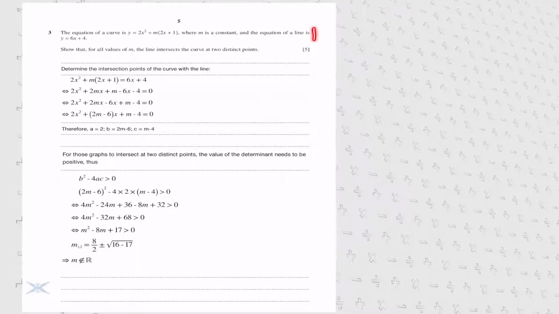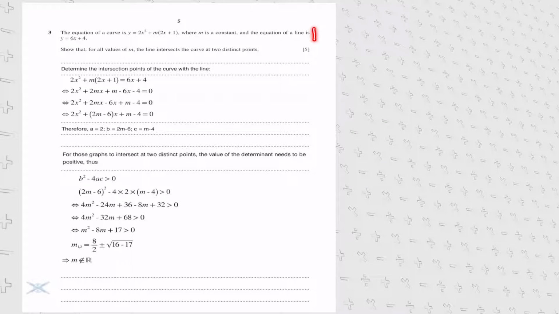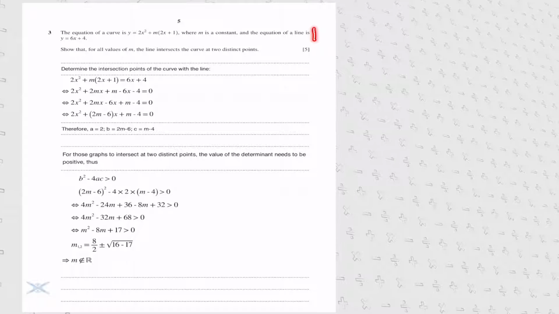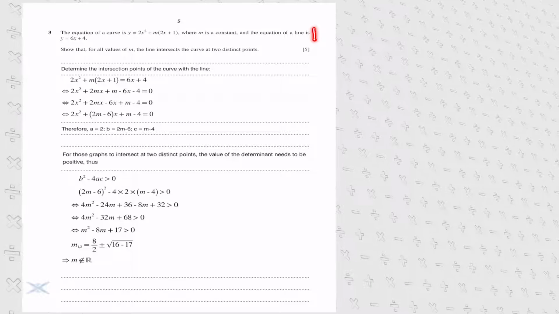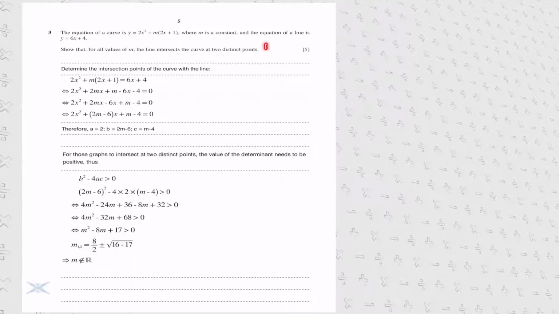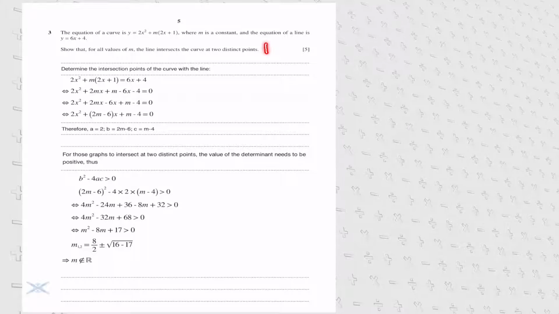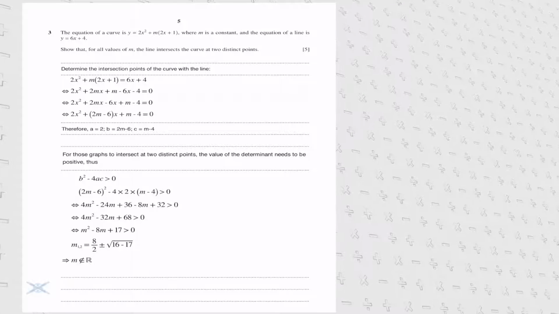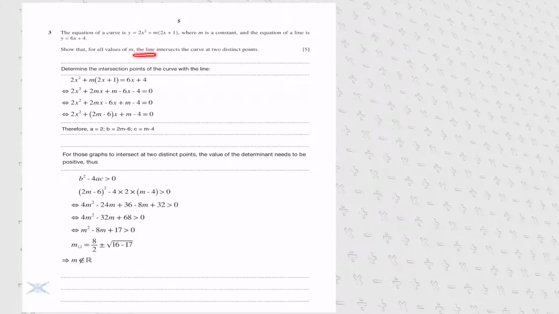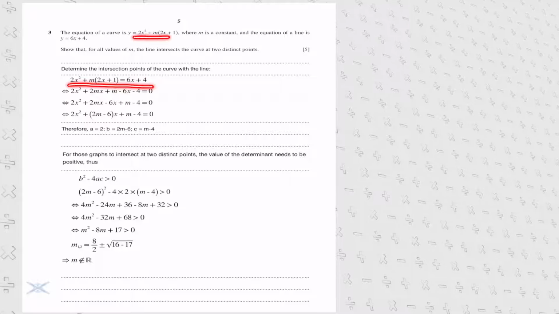Exercise 3 states that the equation of a curve is y = 2x squared + m(2x + 1), where m is a constant, and the equation of a line is y = 6x + 4. We are supposed to show that for all values of m, the line intersects the curve at two distinct points. So what we will firstly establish is an equation to calculate the intersection of the line with the curve, which is simply done by equating the equations for both.